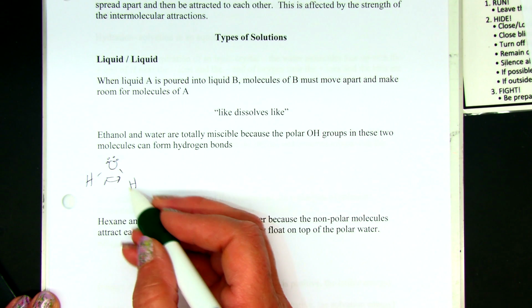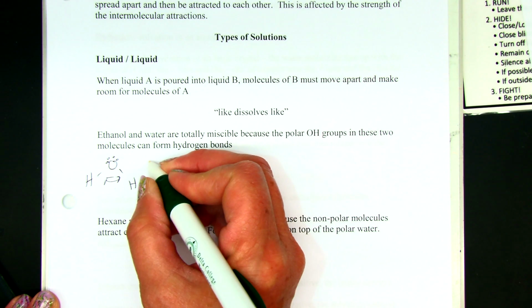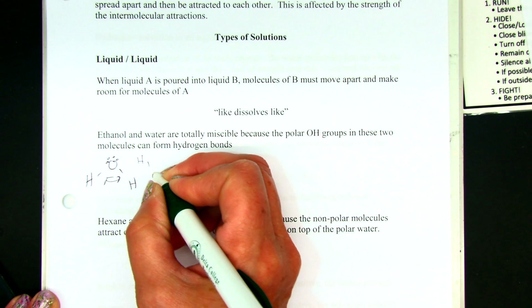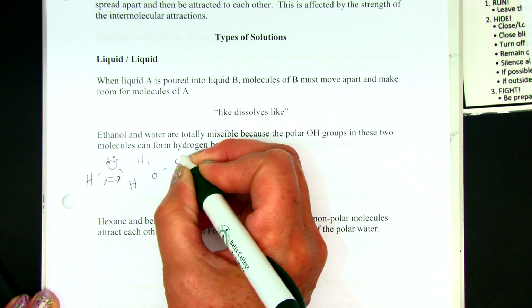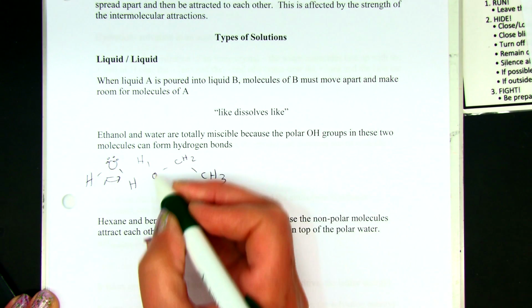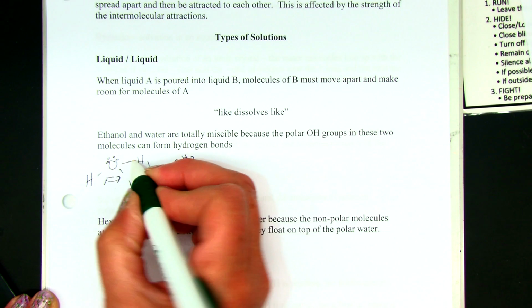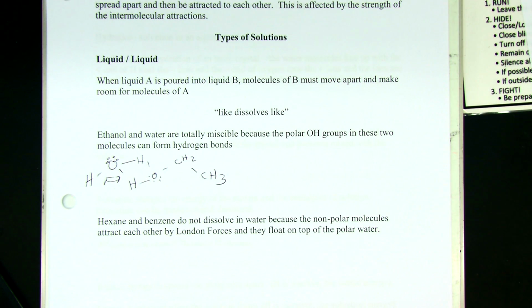Okay, so we have water, and then we have ethanol. Eth means how many carbons? 2. So here's ethanol, and it also has the hydroxyl group. So these can actually form a hydrogen bond between the water and the ethanol. So they are very attracted to each other, and they will dissolve in all proportions.